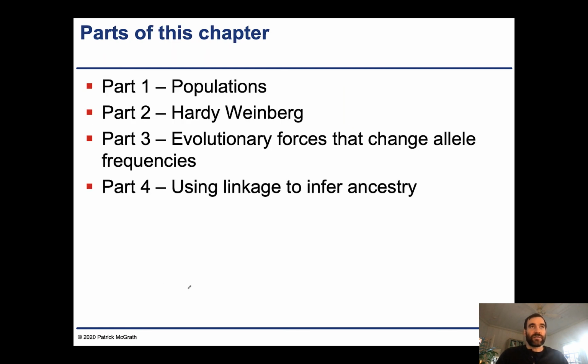In this lecture, we're going to cover populations, what exactly a population is, and then some of the important measures of that, which are allele frequency and genotype frequency within that population. We're going to talk about Hardy-Weinberg, which is a mathematical approach that allows us to predict the genotype frequency from the allele frequency. We're going to talk about evolutionary forces that change allele frequencies. Evolution acts by changing the frequency of something in the population. So we'll talk about things like natural selection, genetic drift, and some real-life examples of those. And then finally, we'll talk about how we can use linkage to infer ancestry.